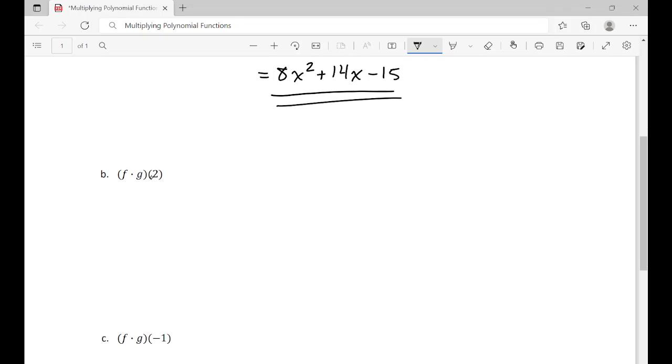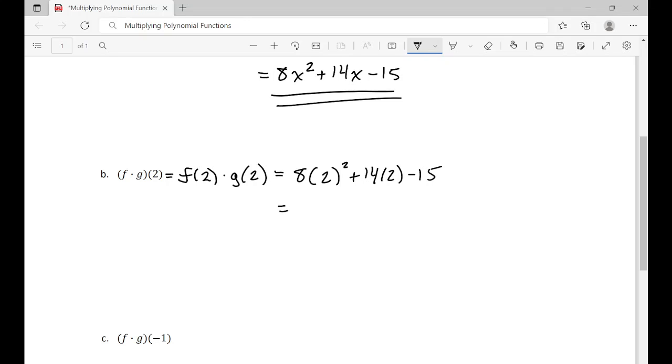Next we have (f times g)(2), which just means f(2) times g(2). So you can just plug in 2 to your f function and get a number, plug 2 into your g function and get a number, and then multiply the two numbers to get an answer. Or we can take what the multiplied function is, 8x squared plus 14x minus 15, and just plug 2 into there. So we're going to get 8 times 2 squared plus 14 times 2 minus 15, and just work it out.